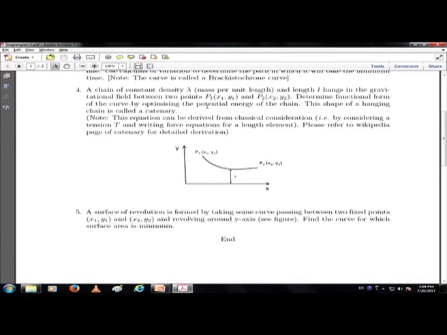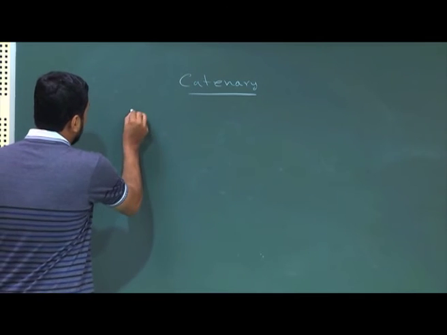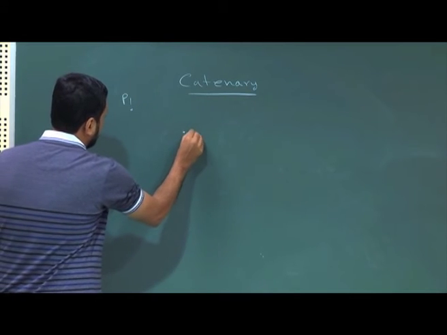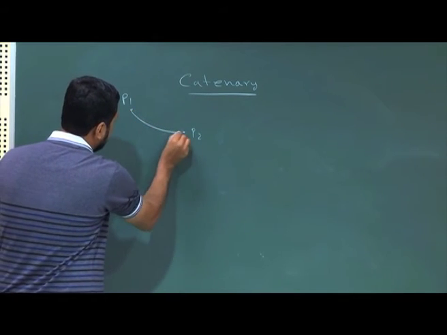Now, please remember that P1 and P2, these 2 points, are not necessarily on the same horizontal plane. They could be any 2 points in space. And we have to find out the equation of this particular chain. This is a shape which is called the catenary. So we have a point P1, we have a point P2, and a uniform chain is hanging.